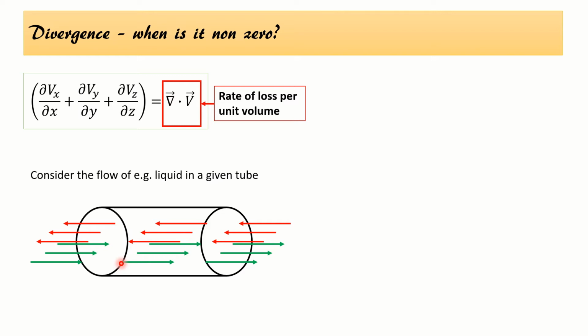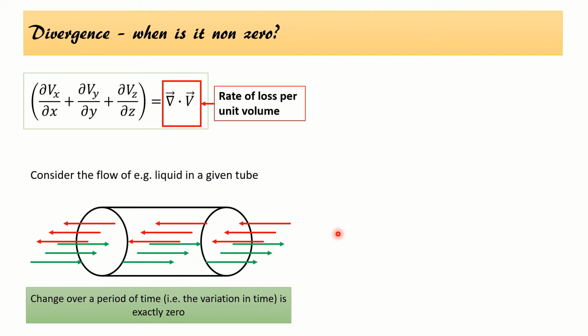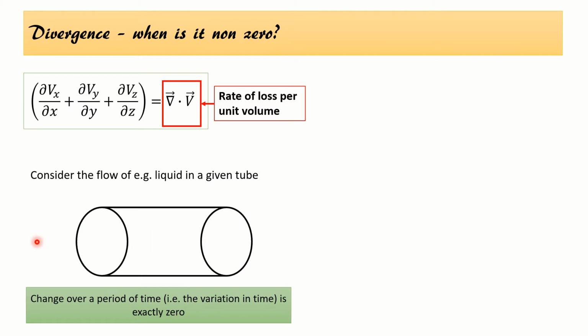But if, on the other hand, you have only a flow from the left to the right, then of course your divergence is not 0. So the first case is that you have a change over a period of time, that is, a variation in time. It is 0 if the left and the right go at the same rate. Of course, there is also a case where the divergence is equal to 0 if there is no flow at all, but we are not interested in this.